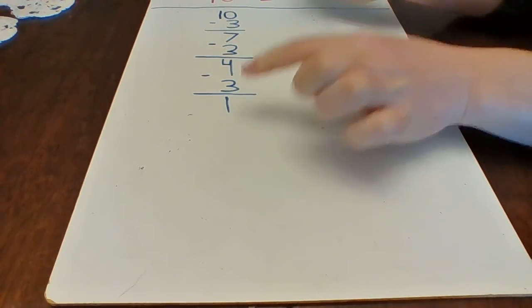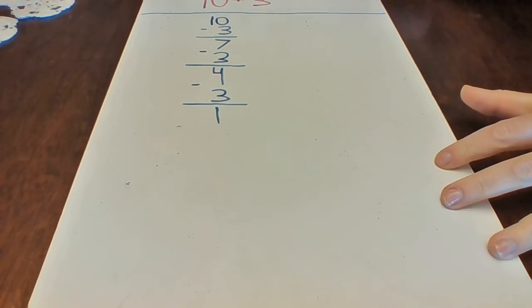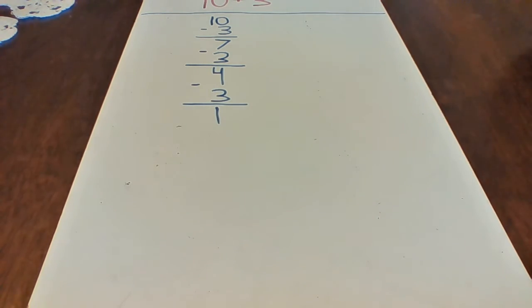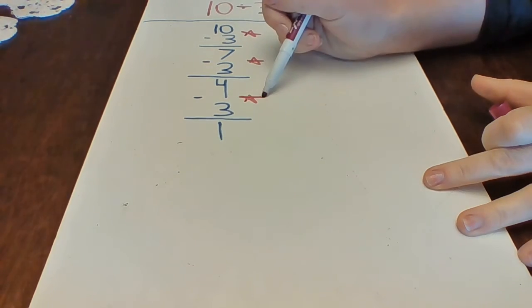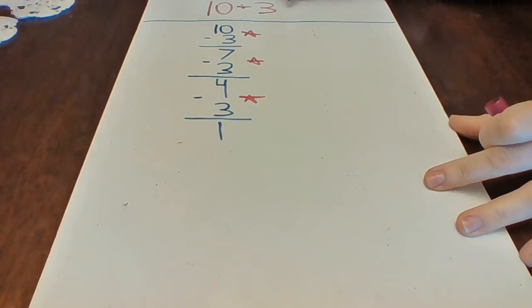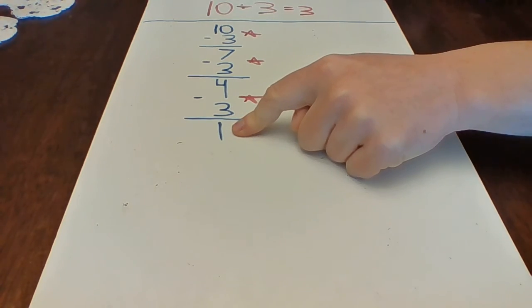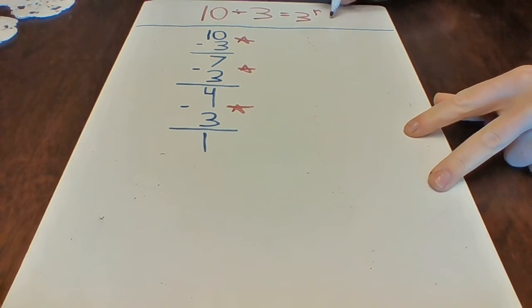I'm at 1, which is not 0, but I can't take away 3 from 1. So let's see how many times I did hop. Once, twice, 3 times. So 10 divided by 3 is 3, but I have 1 left over that I can't subtract. So I'm going to have a remainder of 1.